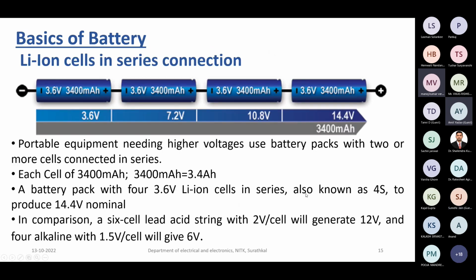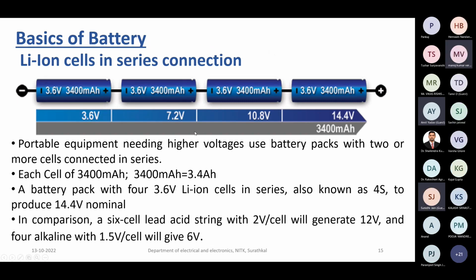Before going further into the advanced concepts, I just thought of giving some of the basics of a battery. The lithium-ion cells are connected in series. You can see a 3.6 volt battery, an NCR model, with 3400 milliampere hour. If I connect cells in series of 3.6 volts, the voltage can be increased to 14.4, and each cell of the battery has 3.4 ampere hour.